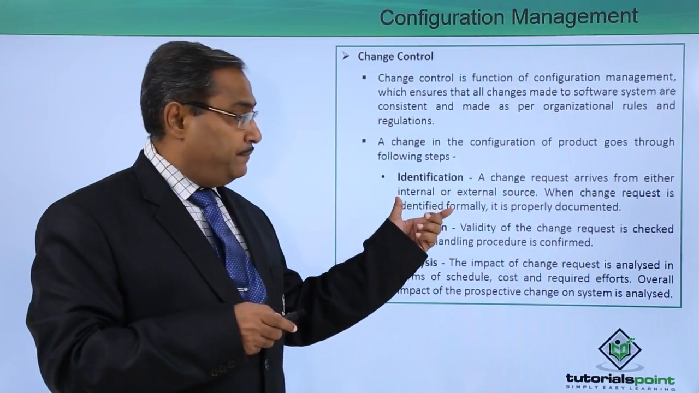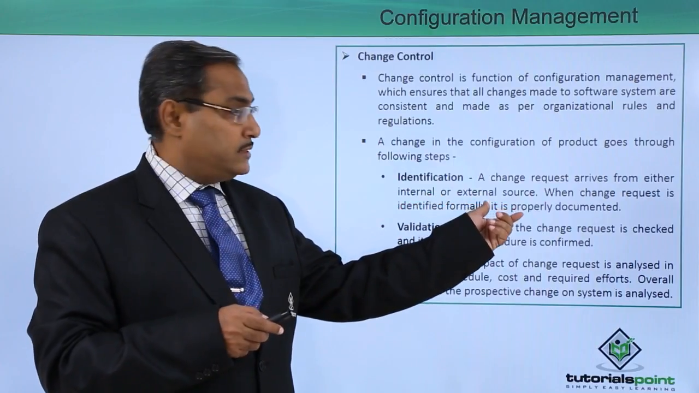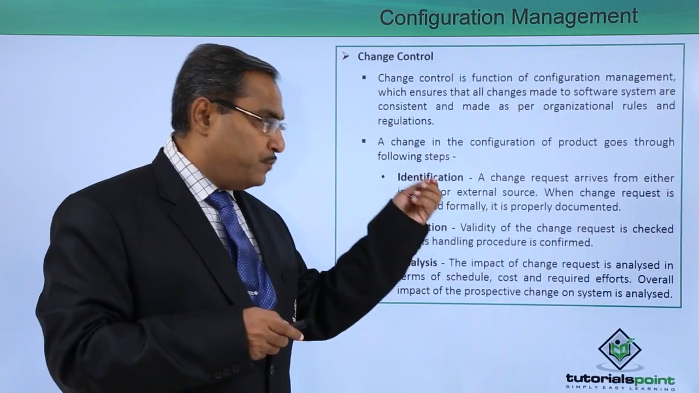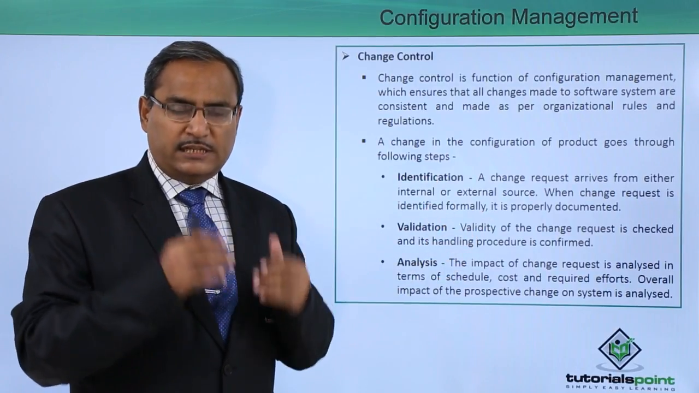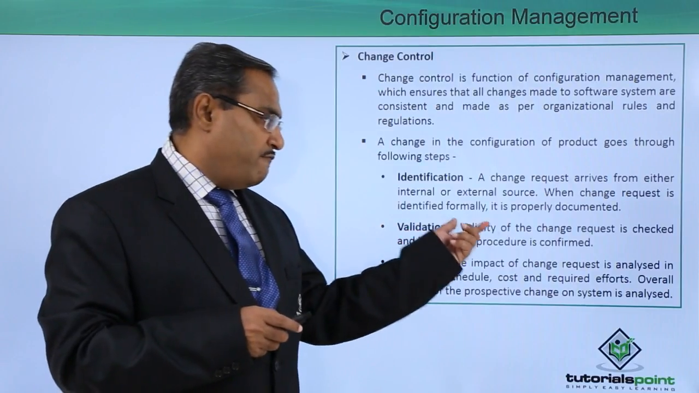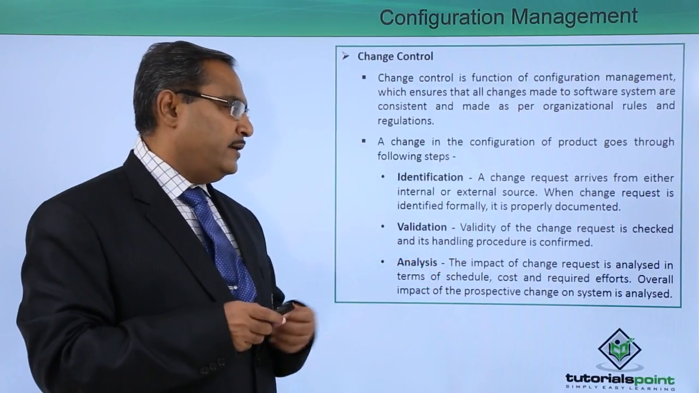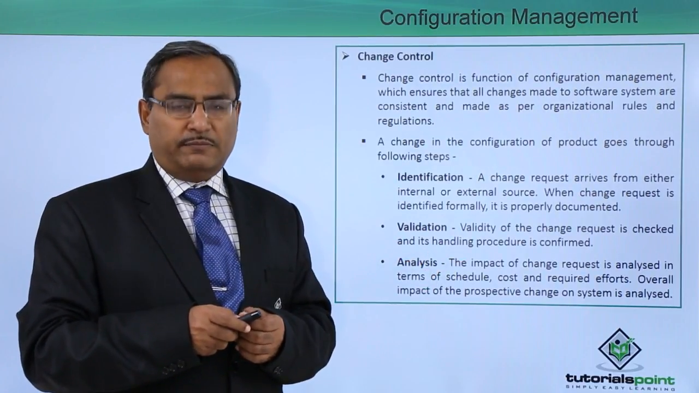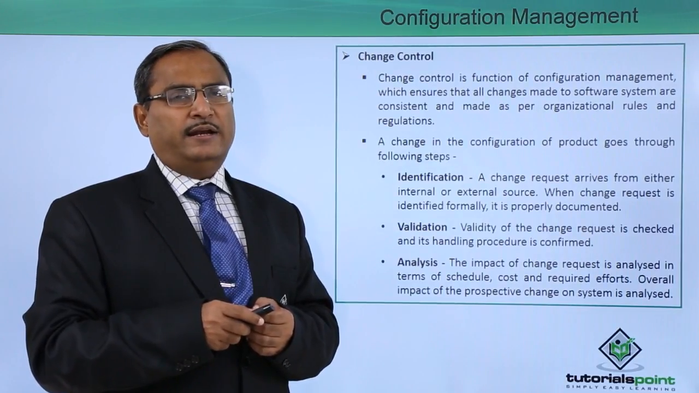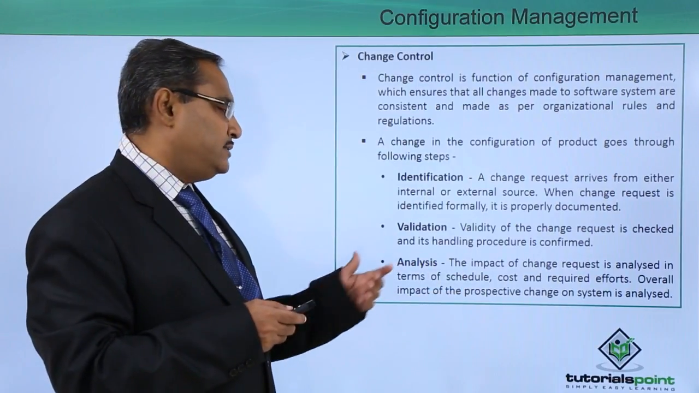At first, the identification. A change request arrives from either internal or external sources. When the change request is identified formally, it is properly documented. So at first the change request is to be documented properly. And then validation. Validation, that is, the validity of the change request is checked and its handling procedure is confirmed. So at first we have to check the validity of that change request. If the validity fails, then there is no question of proceeding further, otherwise we shall go for the next steps.